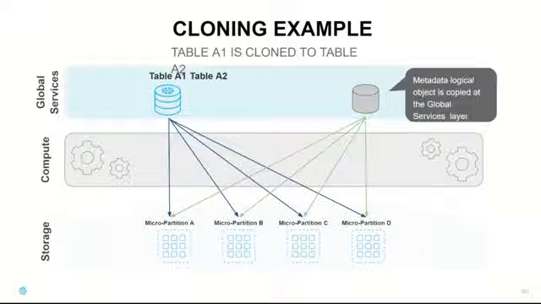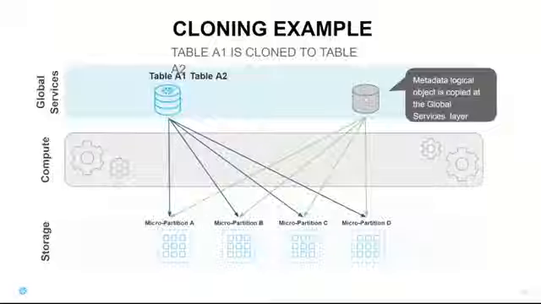When you clone the A2 table from the A1 table, A2 is going to refer to the same micro partitions that table A1 has. Since both tables are using the same micro partitions, there is no extra storage cost associated with creating table A2. That means your clone is practically zero cost, like zero copy cloning, right?